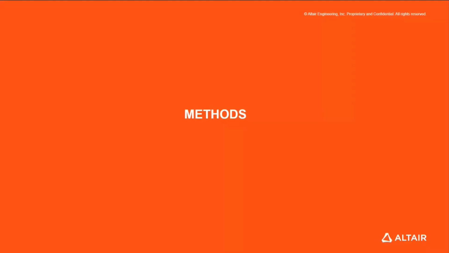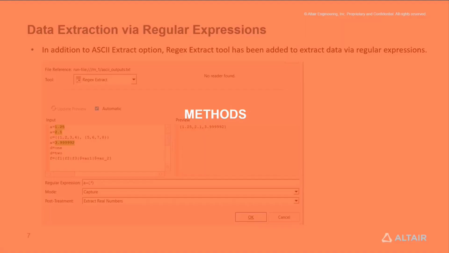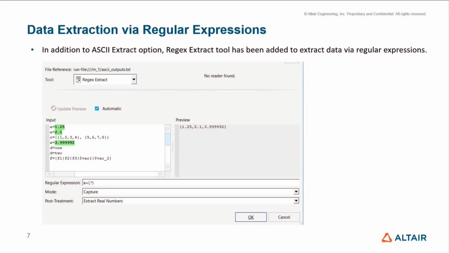The second category where we have improvements and enhancements is methods. We have two enhancements in this category. The first one is in the result area. We are introducing a new extraction tool called regex, or regex, whichever you pronounce it.